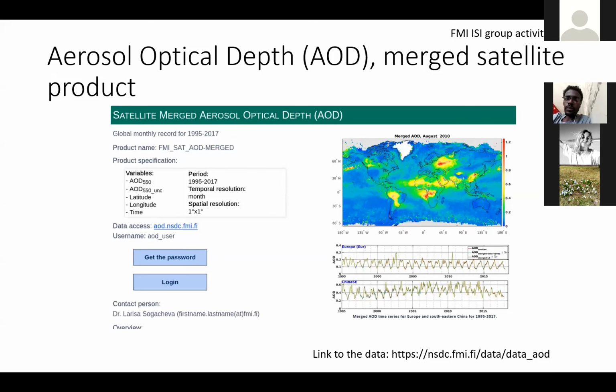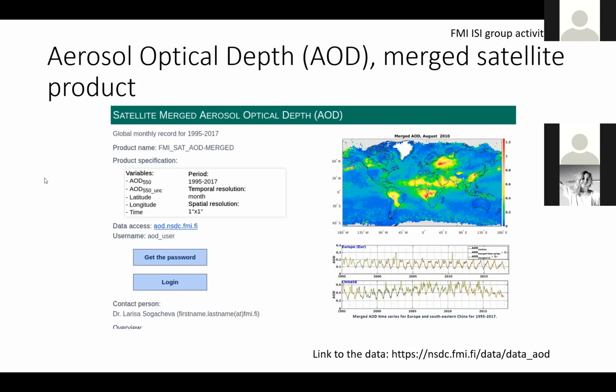This is an example of an aerosol product which we developed at FMI, which is the merged satellite product. The advantage of this product is that it combines different satellite products. Thus it has the best temporal coverage back to 95, and it has the best resolution. This product is freely accessible at FMI, and it has already been used by modelers for model verification, for example.